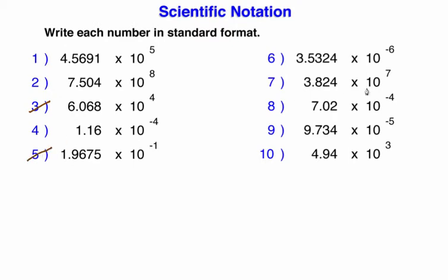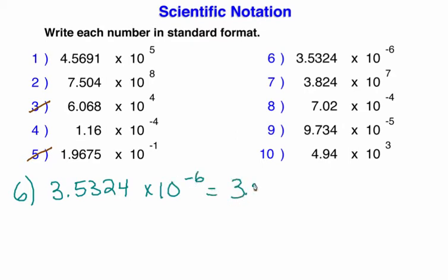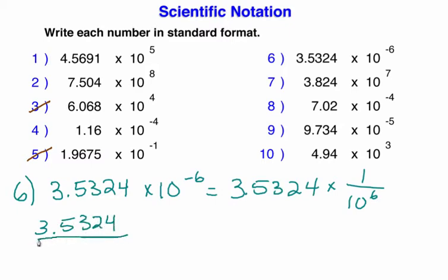I'm also going to skip number 5, and we'll go straight to number 6 up here. 6 says 3.5324 times 10 to the negative 6th, which means, as we saw in the last one, that we are really multiplying by 1 over 10 to the 6th, which is another way of saying that we are dividing by 10 to the 6th, which means we're dividing by 10 6 times.